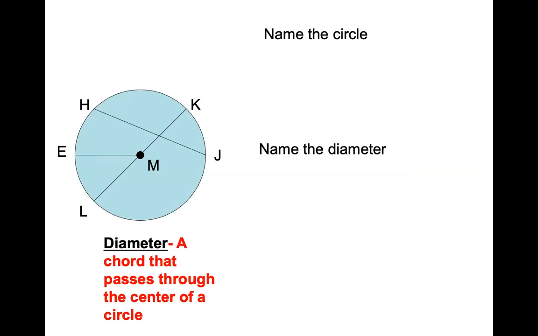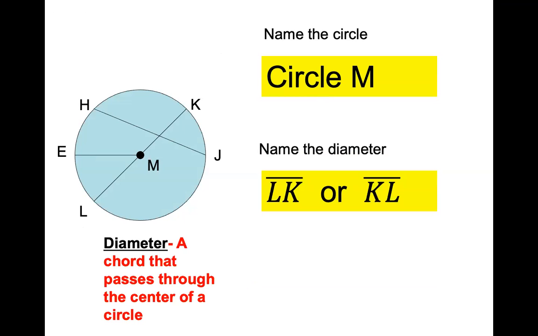All right. Let's see. It says name the circle. This is circle M. It says name the diameter. That's the diameter, LK or KL. Okay. In box 3B. Name the diameter. Should take you 5 seconds. Go.